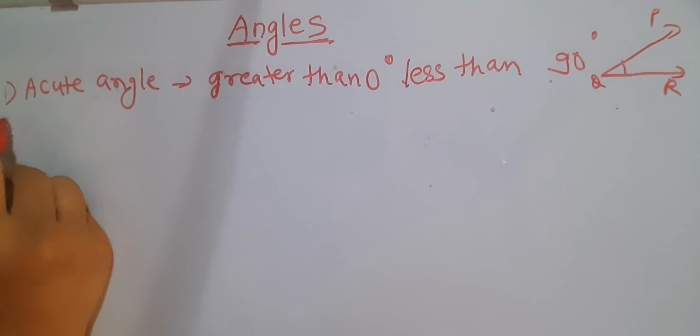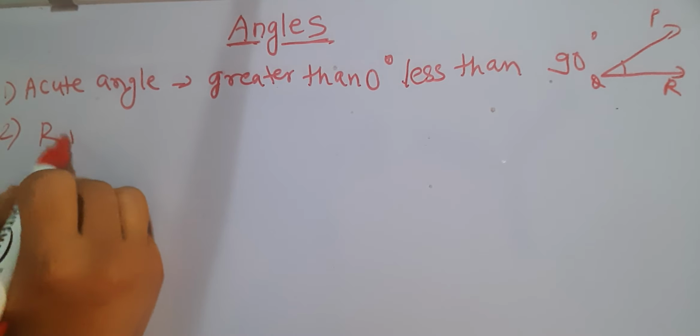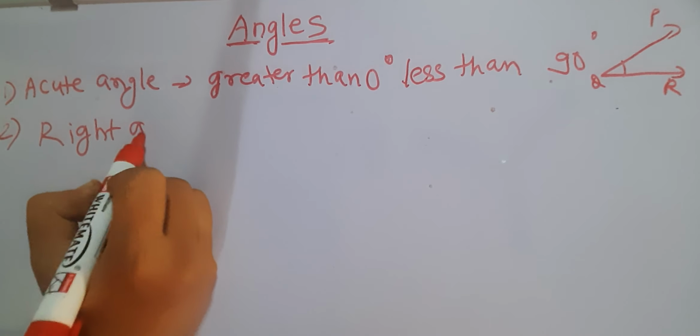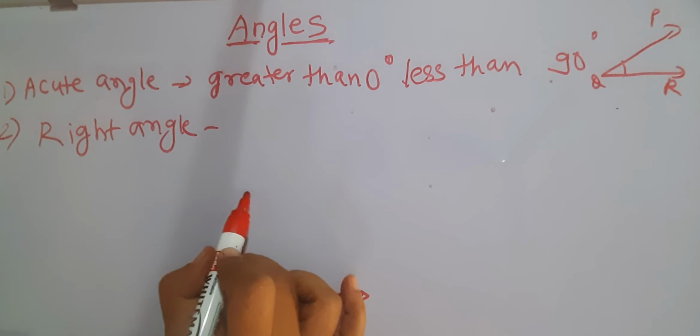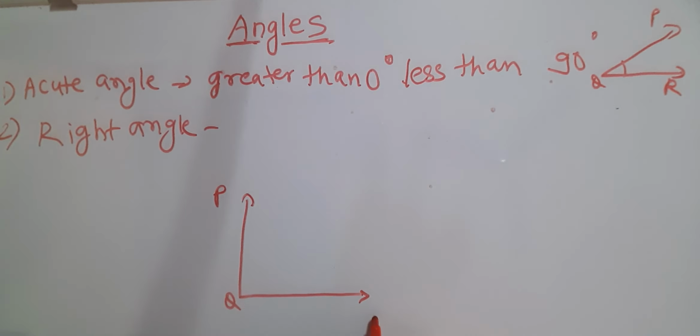Okay, the second type of angle is the right angle. Whenever the angle formed is exactly 90 degree, here this angle is exactly 90 degree. 90 degree is generally represented with a square here because it is exactly 90 degree. Then we can say the angle is a right angle.